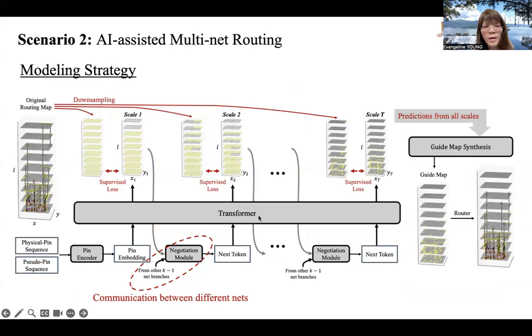So this is our modeling. You can see we start from a very rough routing map, and we want to predict a more and more concise routing map. Every time, we have a negotiation module that can take in input from other nets. That is the reason why the routing of one net will also consider the routing of the other nets. We are using a transformer model, and at the end, we will combine all the predictions at different scales to give the route guide.